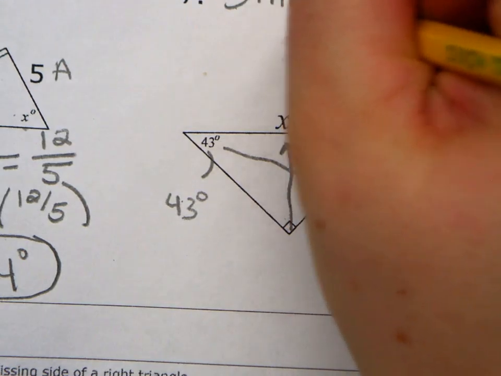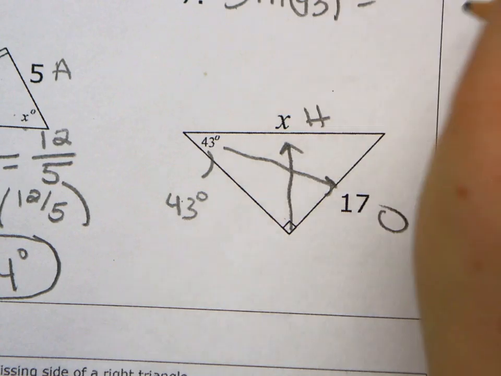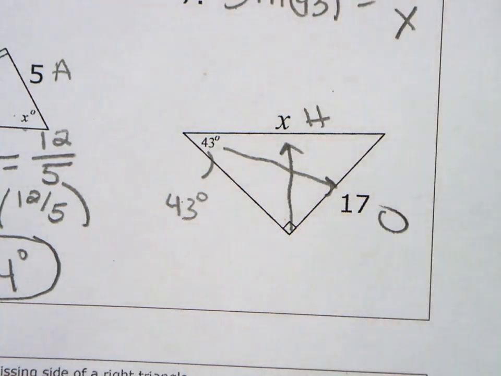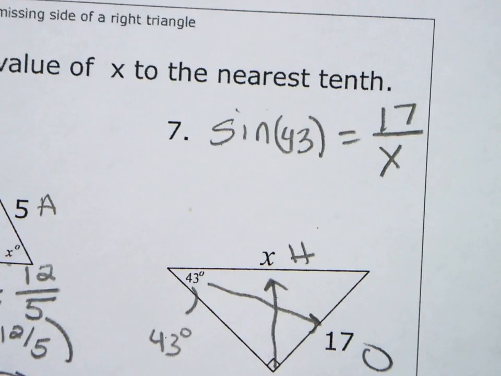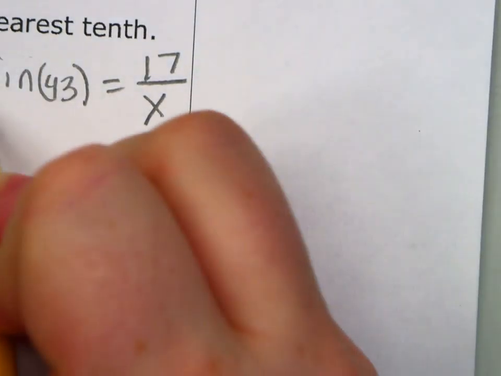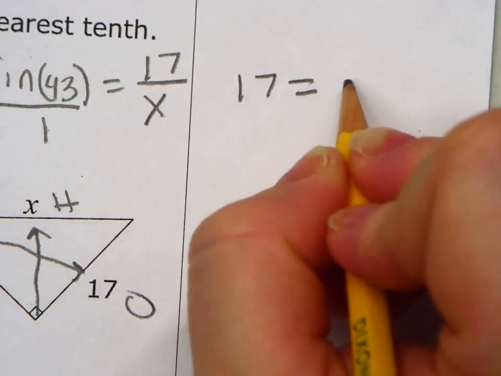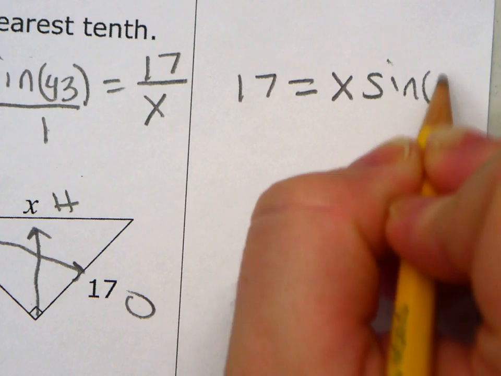Sine of the angle equals opposite over hypotenuse. Okay, it'll help if you could see. All right, so how do you solve for x? I'm going to cross multiply. 1 times 17 is 17. X times sine is x sine of 43.